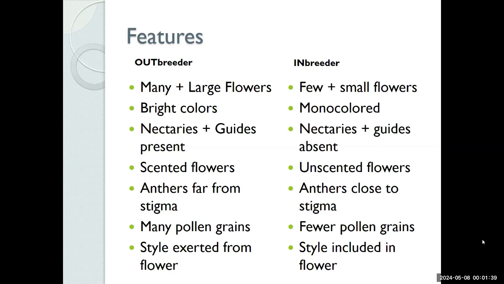Meanwhile, the inbreeder can get away with having just a few flowers because all it would take is one reproductive event and they're good. Those flowers are going to be small because that's going to put the male parts closer to the female parts. Those flowers are probably going to be dull or monocolored, not bright. They'll have no scent, no honey, no nectaries. Why bother? They're not trying to impress anybody, and they don't need as many pollen grains because they're not taking a chance on another organism. They're just dropping one pollen grain or a few pollen grains down into the female bits, and that should be sufficient. These features make sense with the end goal.